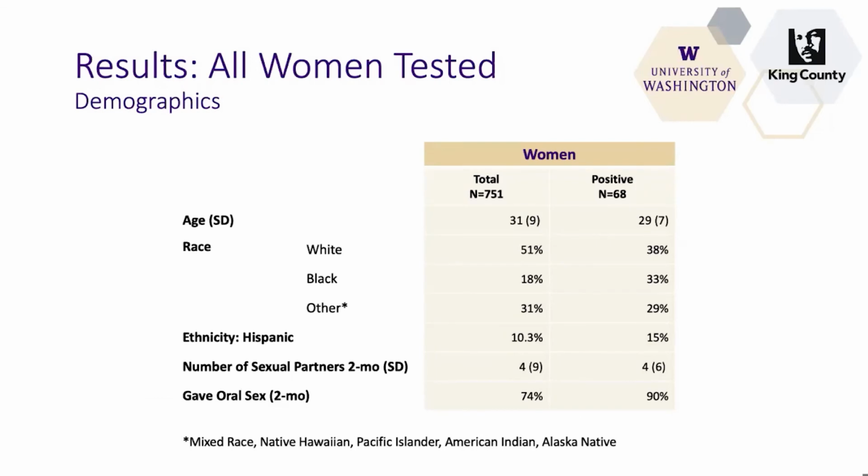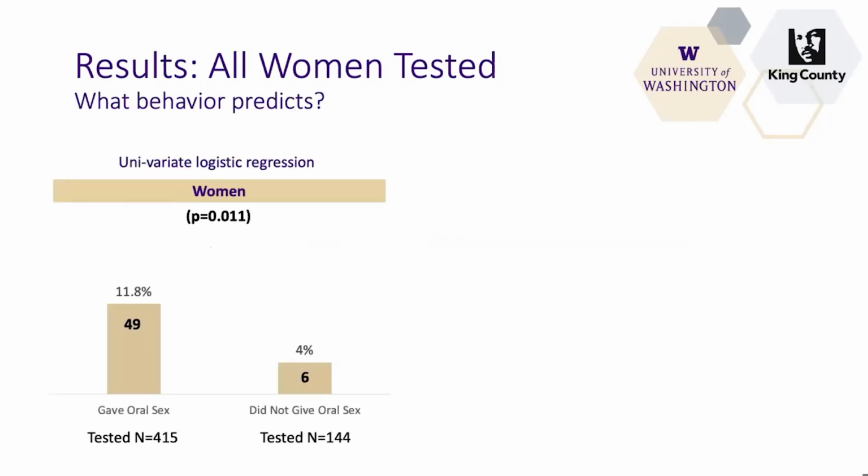You can see that in a similar graphic representation here, and that giving oral sex was statistically significantly associated with GC positivity at the pharynx in women who did give oral sex in the last 2 months versus those who did not.